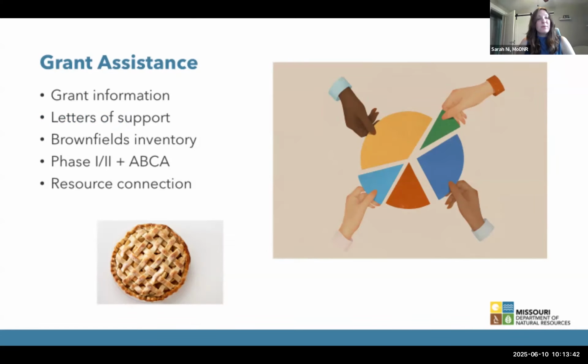For cleanup grants, Phase 1s, Phase 2s, and ABCAs are all required in order to get that grant. And as I've mentioned before, those are all available free and at no cost to local governments and not-for-profits. So we can help with that pre-work that needs to be done before you can apply for that cleanup grant. And also resource connection. If I cannot do it, I can certainly find someone who can help get that piece of the pie for you, and get those resources you need to apply for whichever grant you decide you are going for.